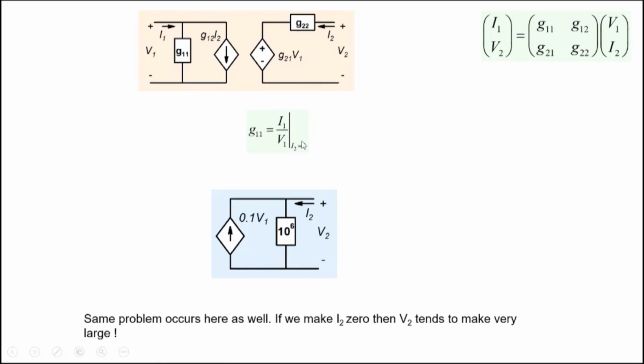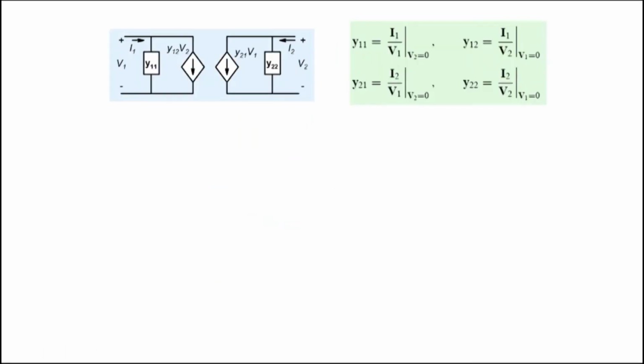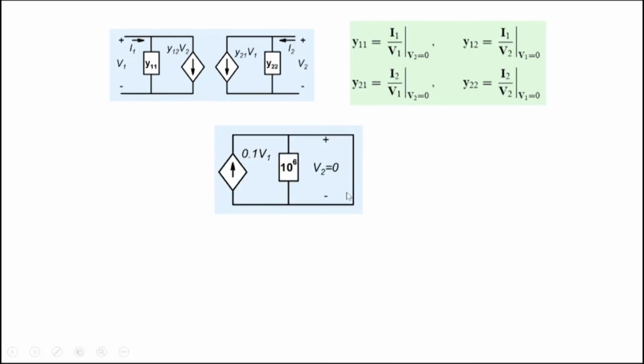On the other hand, Y parameters would be easy to determine in this case, because the Y parameters require not the output to be open circuited, but the output to be short circuited. So V2 is 0 here. To determine Y11 and Y21, you would want V2 to be 0, and V2 equal to 0 is no problem here. If you short it, the current would obviously flow through the short, and the current would be reasonable.